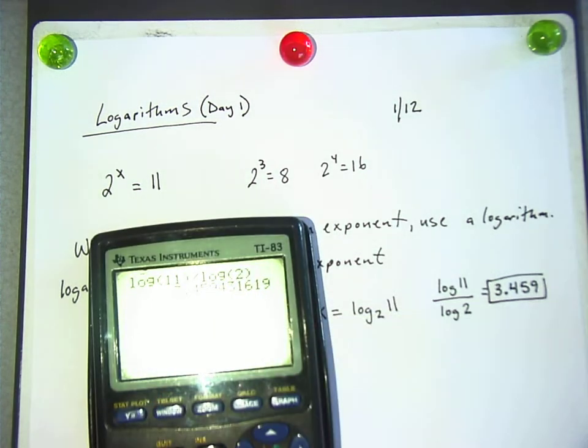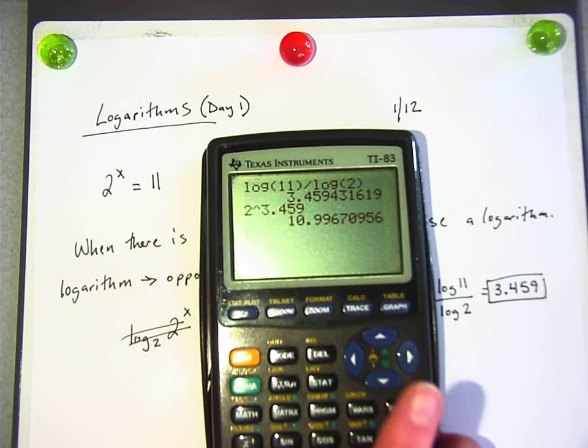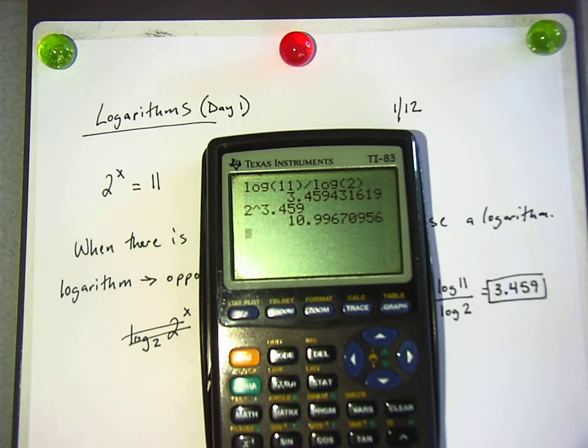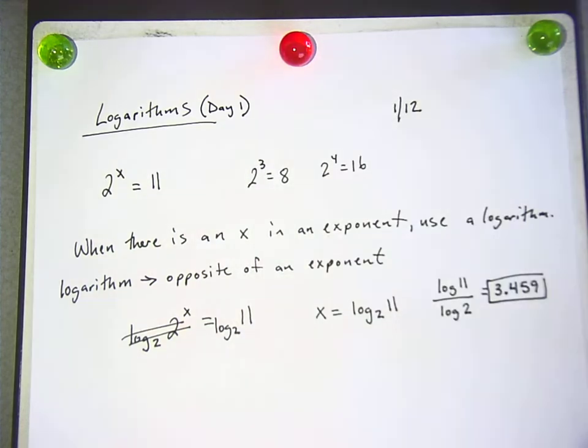So let's see if we can test that out. 2 to the power of 3.459. Now, does it get us exactly 11? No. Why? Because I'd have to plug in this whole number plus everything behind it to get exactly 11, right? Because it's not a whole number, it's just an approximation, but it's pretty close. So, that's how you use a logarithm.